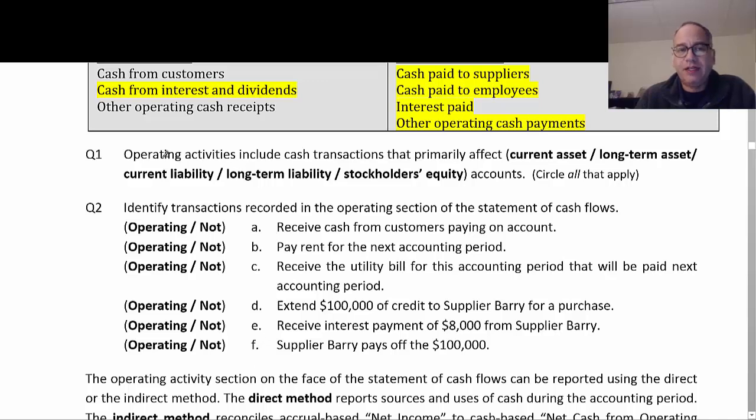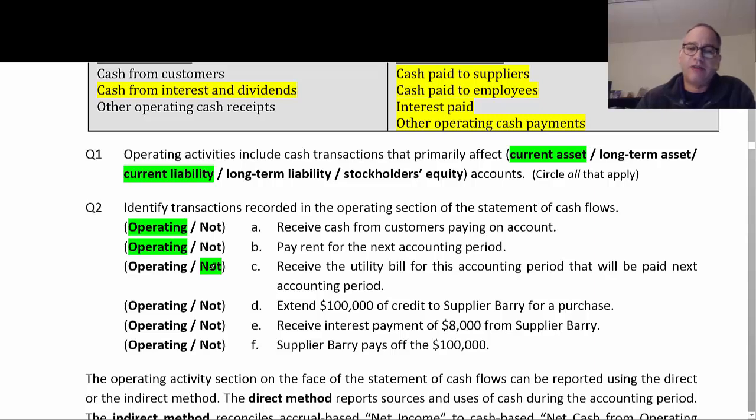remember that operating activities include cash transactions that primarily affect current assets and current liabilities. And now let's go through transactions that are recorded in the operating section of the statement of cash flows. Receive cash from customers paying on account. That's going to be operating. The next thing, pay rent for the next accounting period, is also going to be operating cash flow. Receive the utility bill for this accounting period that will be paid next accounting period is not a cash flow because you're not making any payment.